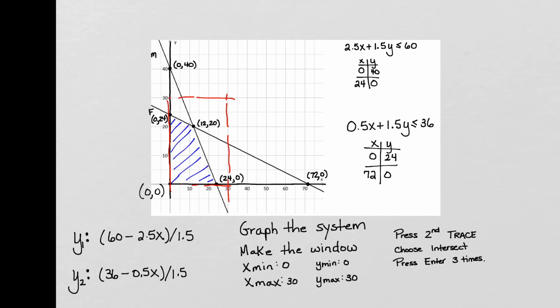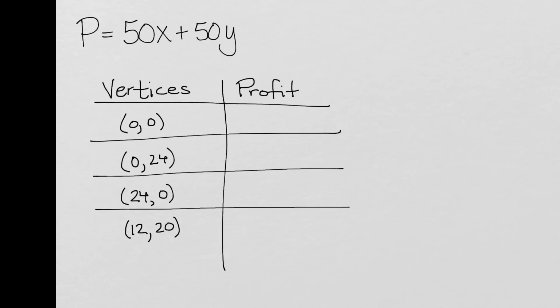The only places where we can maximize our profit are at these vertices of our polygon. So we only have 4 pairs of numbers to try for x and y. So let's go to the next screen and do that. We have our vertices, which are 0, 0; 0, 24; 24, 0; and 12, 20. We're going to substitute each of these into our profit function. For 0, 0, we get 50 times 0 plus 50 times 0, and obviously that's going to turn out to be 0.